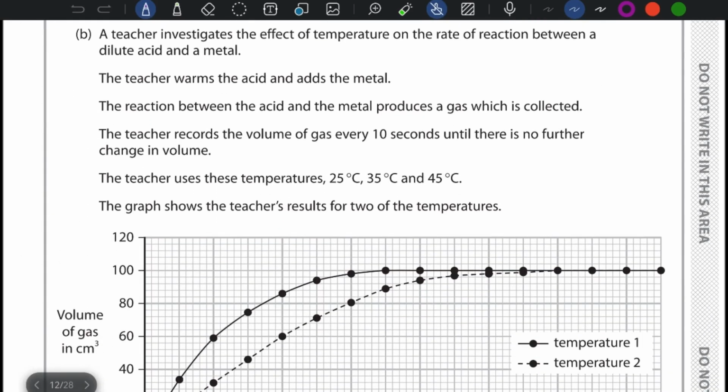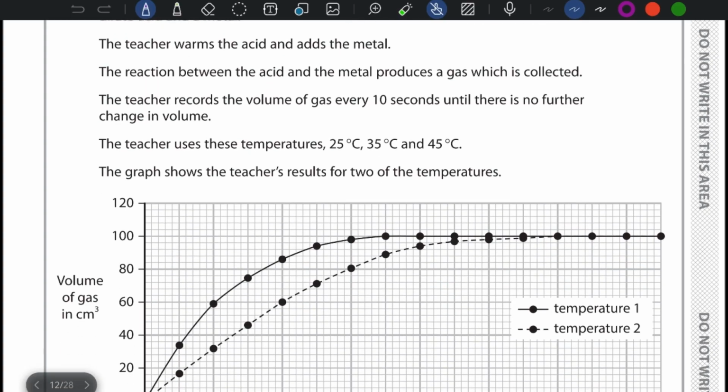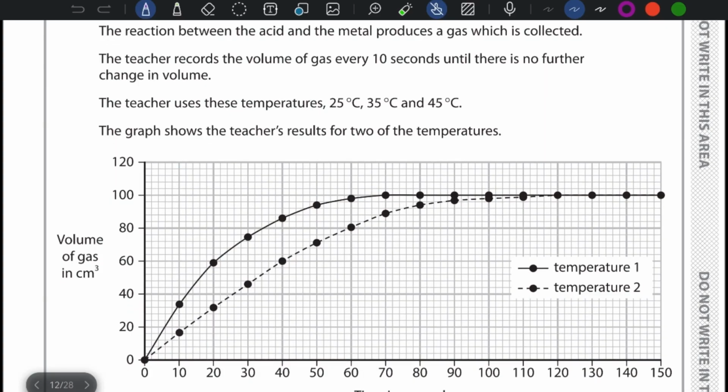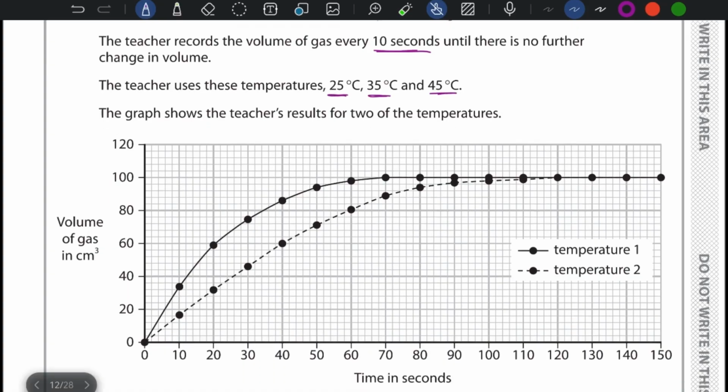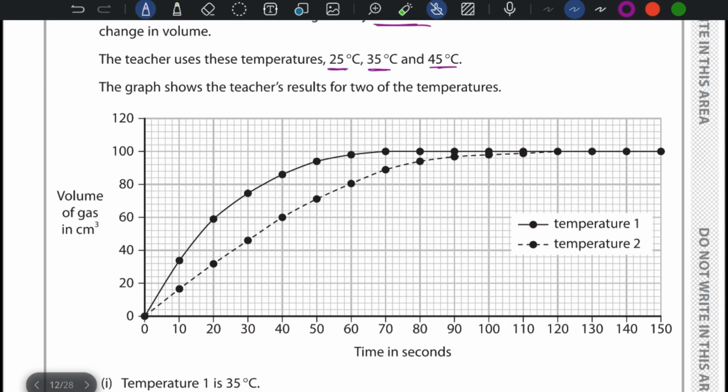A teacher investigates the effect of temperature on the rate of reaction between dilute acid and a metal. The teacher warms the acid and adds the metal. The reaction between the acid and the metal produces a gas, which is collected. The teacher records the volume of gas every 10 seconds until no further change in volume. The teacher uses 3 temperatures, 25, 35, and 45 degrees Celsius. The graph shows the teacher's results for the two temperatures, temperature 1 and temperature 2.